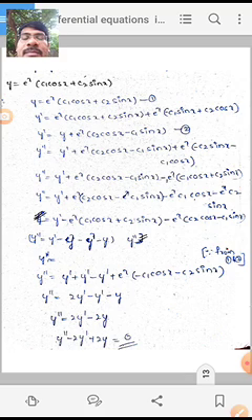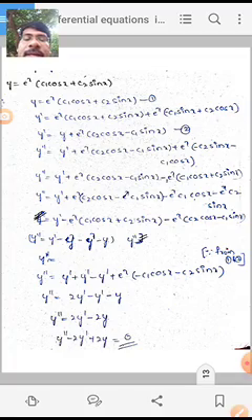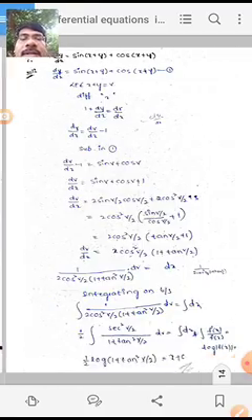Again differentiating on both sides, here we are getting y double dash is equal to this one. We have to simplify it. We are getting y double dash is equal to 2y dash minus y dash minus y. Here we are getting the final result: y double dash minus 2y dash plus 2y is equal to 0.